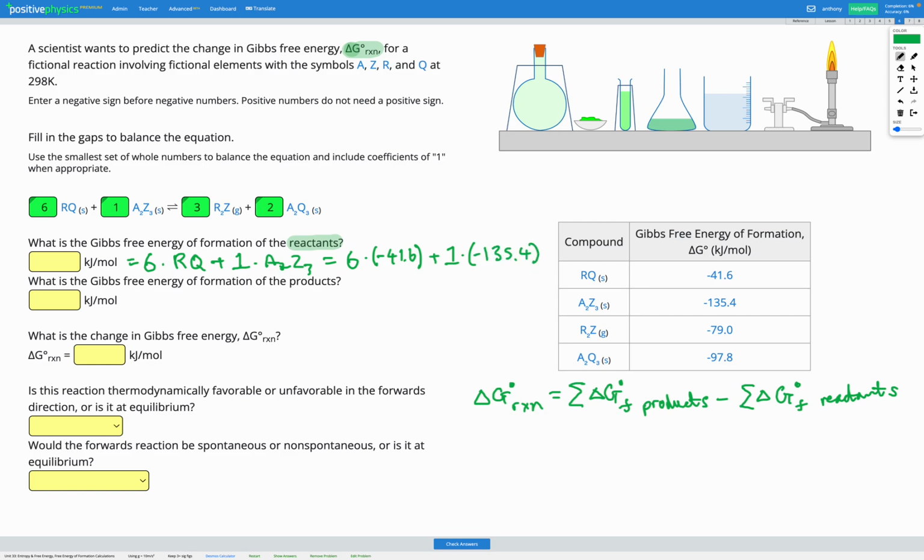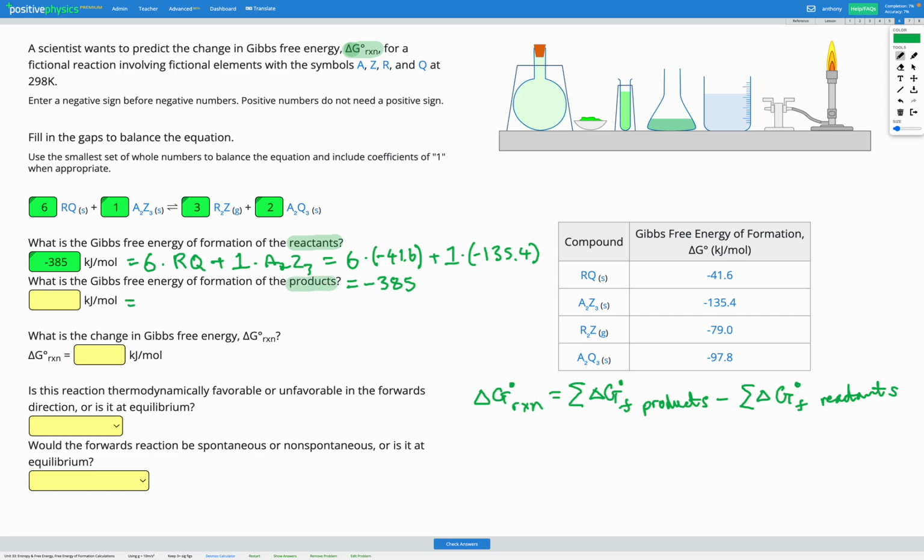So if we put that all into our calculator, we're going to get out a value for our total free energy of formation of the reactants of negative 385. We can go ahead and test that out over here. Awesome. Then for our products.